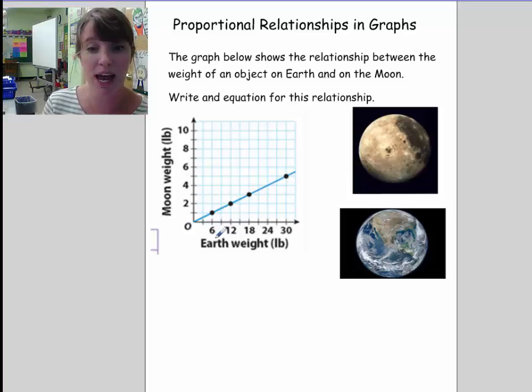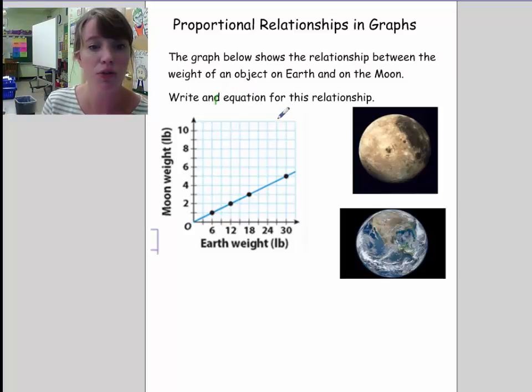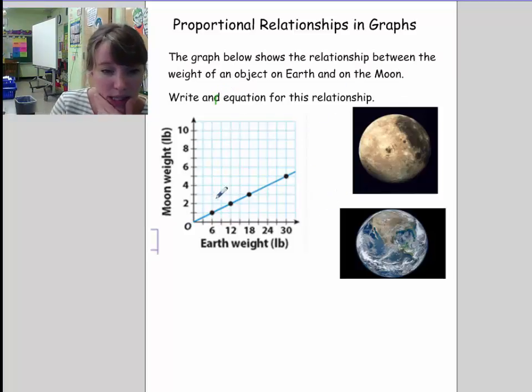What you can see is that the Earth's weight is heavier than the moon's weight, because the Earth has more gravity than the moon. So the relationship between them is that you weigh more on Earth than you weigh on the moon, or objects in general weigh more on Earth than they weigh on the moon. We want to write an equation for this relationship. All right, so let's think about it.